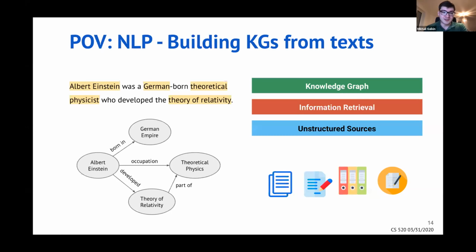For instance, to parse our sentence that Albert Einstein was a German-born theoretical physicist who developed the theory of relativity. We know that there are some named entities like Albert Einstein or German-born, and there are implicit relations that we would like to identify from that sentence. We would like to build a small local knowledge graph that Albert Einstein was born in German Empire, and his occupation was theoretical physics, and theory of relativity is actually part of theoretical physics.